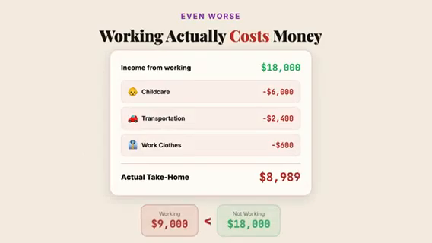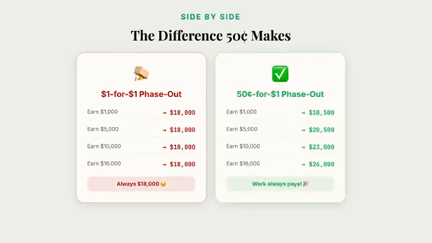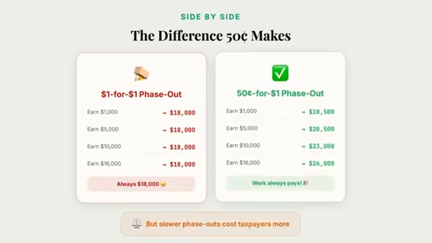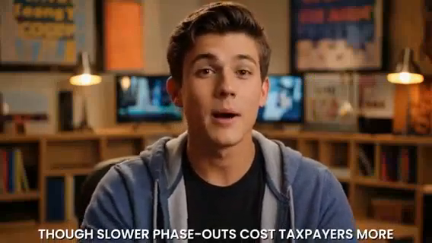The fix? Phase benefits out slowly. If the government only reduces benefits by 50 cents per dollar earned, every hour of work still puts money in your pocket. Work requirements and time limits can also soften the trap, though slower phase-outs cost taxpayers more.